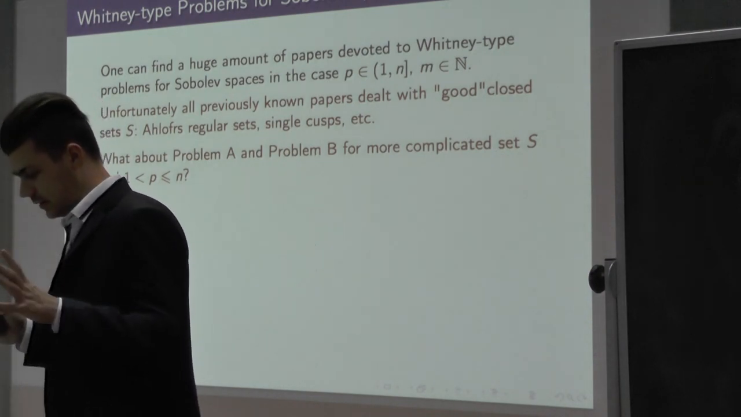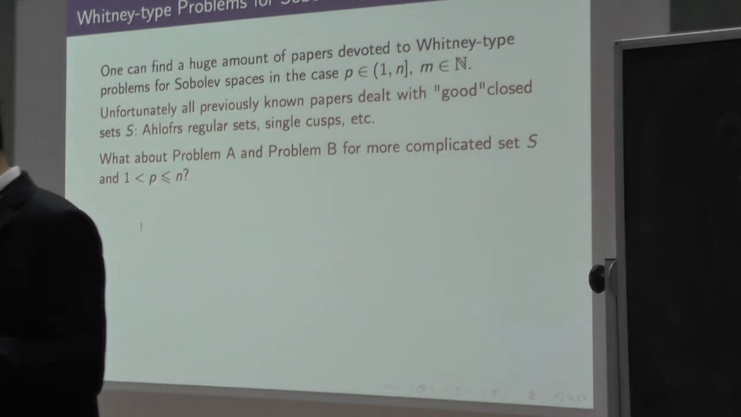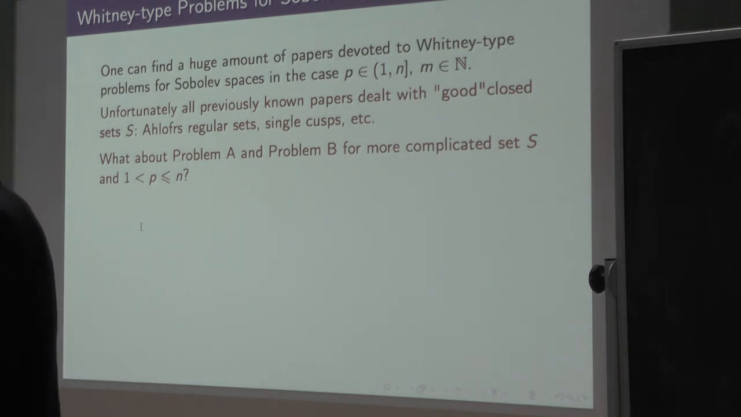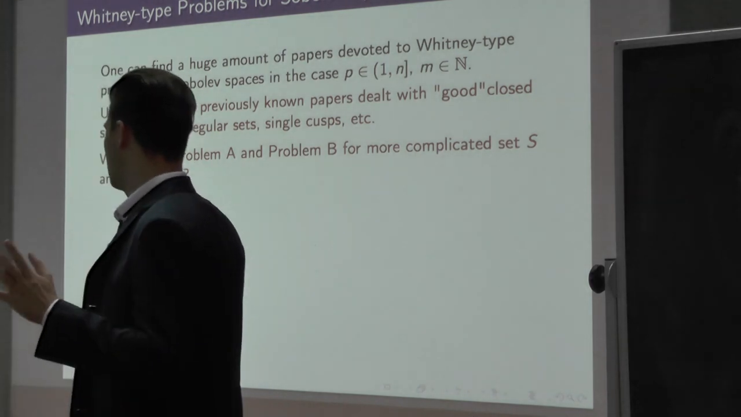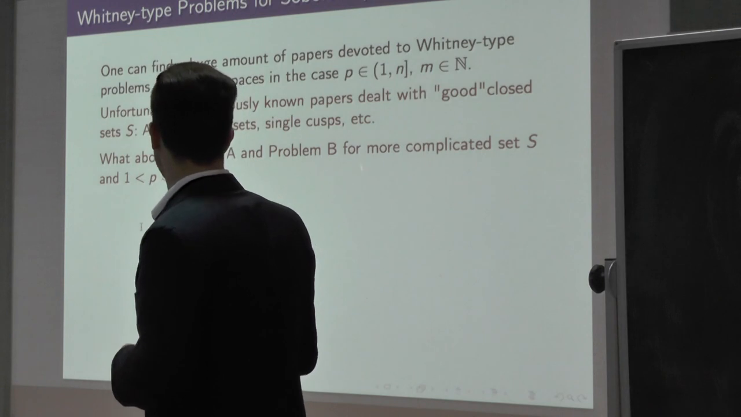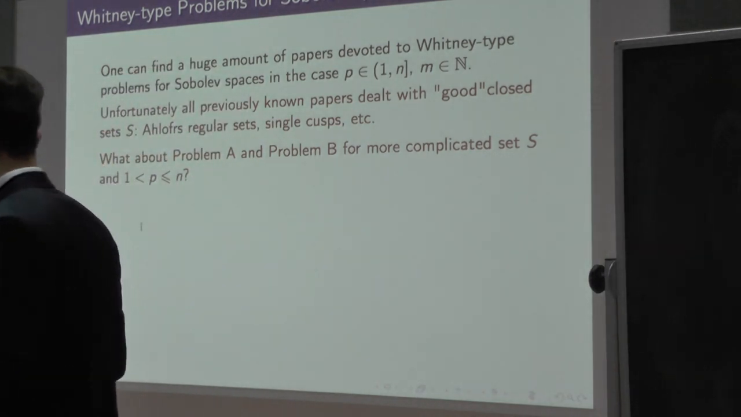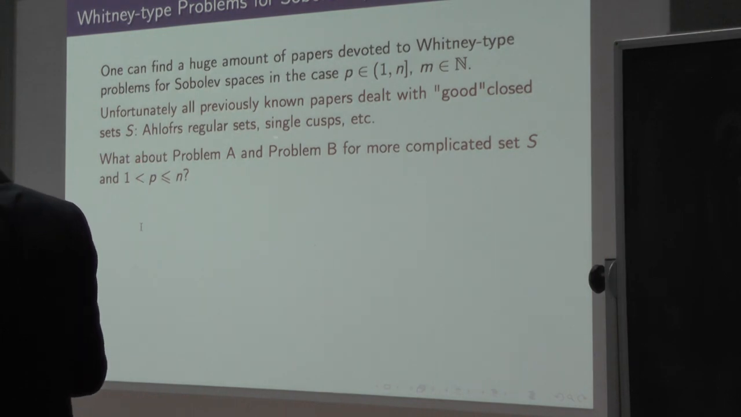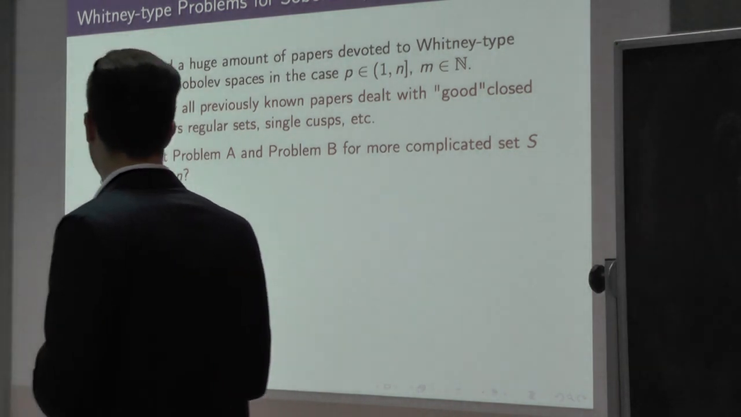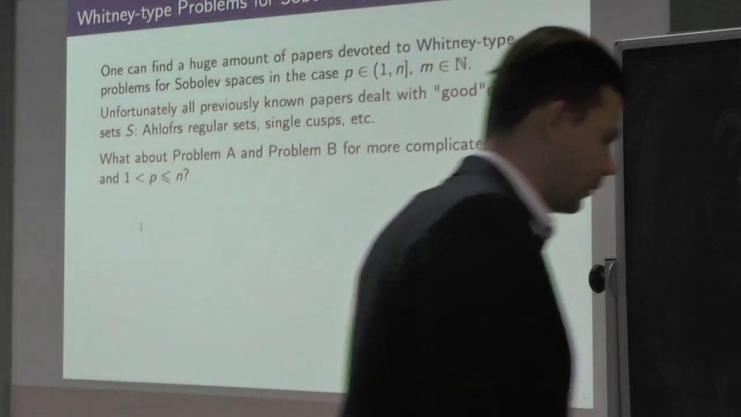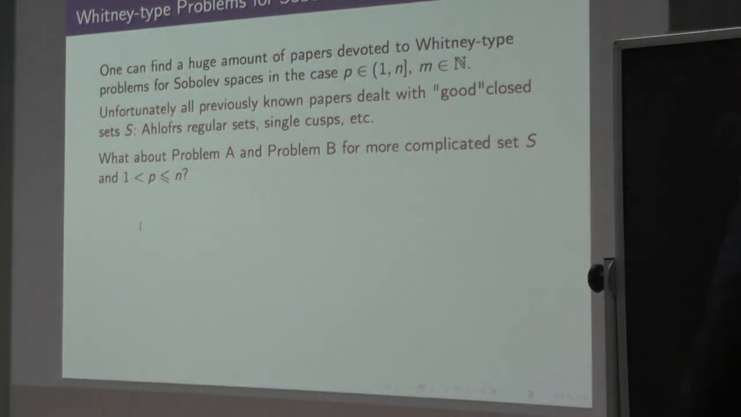In fact, at this moment, there are too many papers devoted to Whitney-type problems for Sobolev space in the case p between 1 and n is natural. For example, about 100 papers, even more. But unfortunately, all previously known papers dealt with sufficiently good sets S, for example, Ahlfors regular sets, single cusps, and so on. So what do I mean by Ahlfors regular sets?